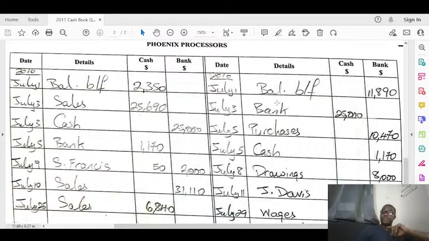And then you're not finished. Contra entry meaning that the double entry is completed within the cash book. So you have to make two entries within the cash book. So July 3, you write in the date, you write in the money in the cash column because the money is leaving the cash account. So you write the money in the cash column on the credit side to show that it is leaving the account. And then where is the money going? You write in the details, bank. Simple as that. All right.